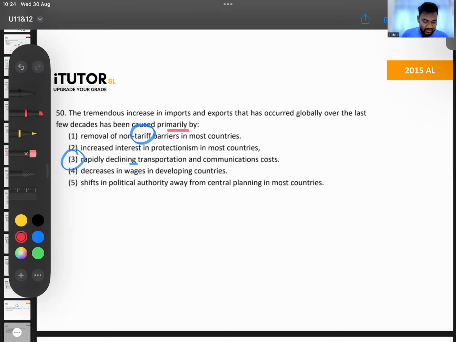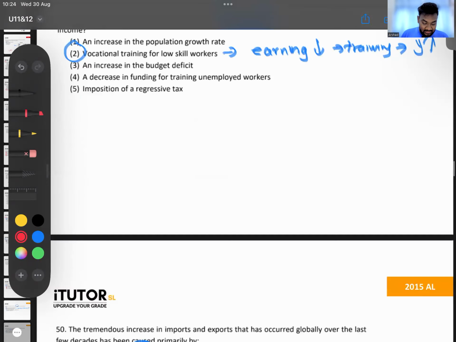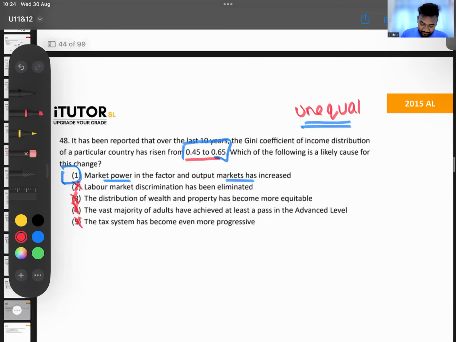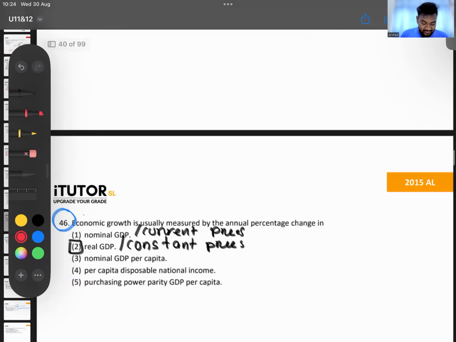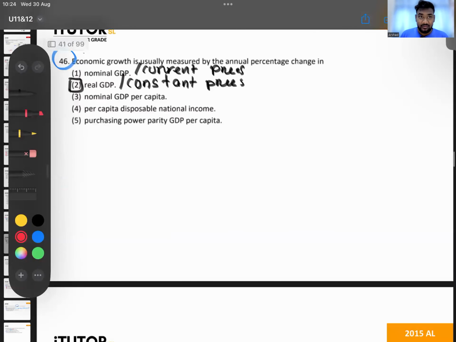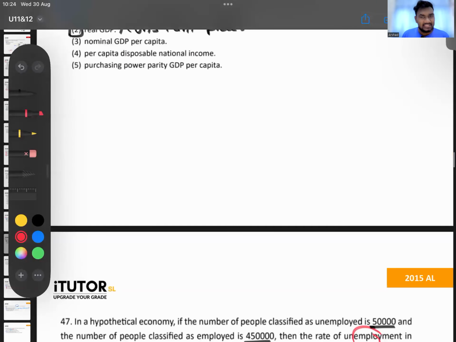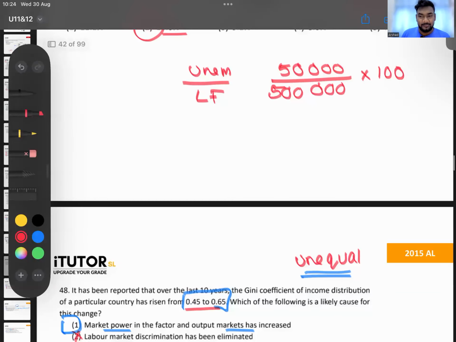Okay, look at and see how much you all get, guys. In 2015, we had fewer questions, no? We had started from 46. We had 5 questions: 46, 47, 48, 49, and 50. How much out of the 5? At least 3 out of 5, you should be okay. Okay.